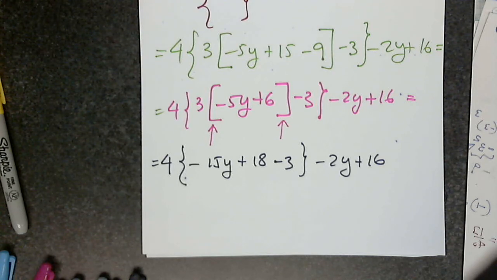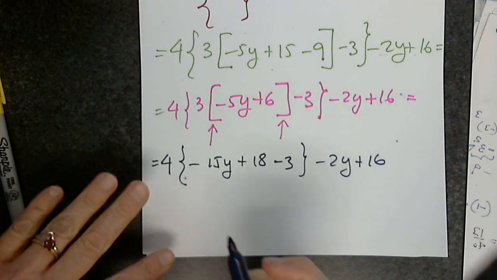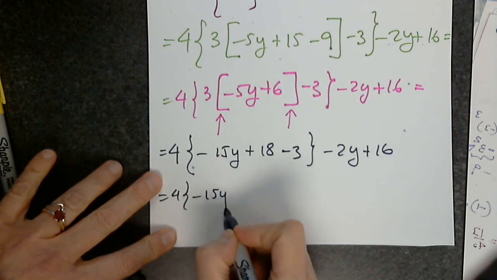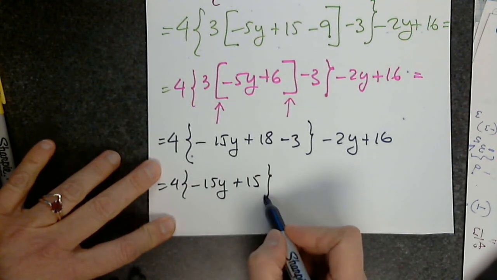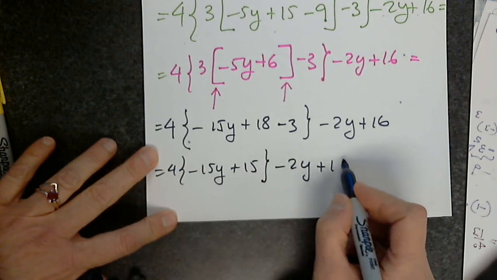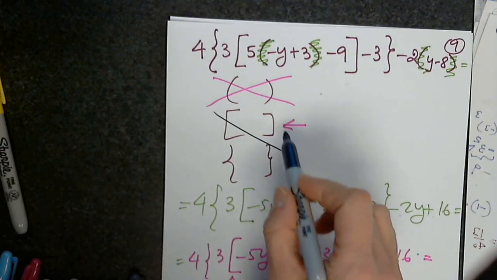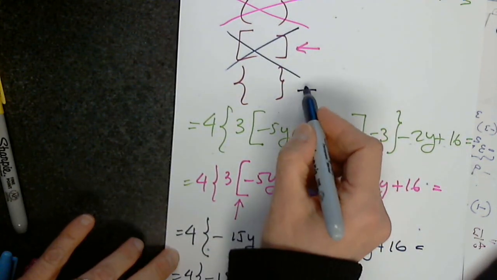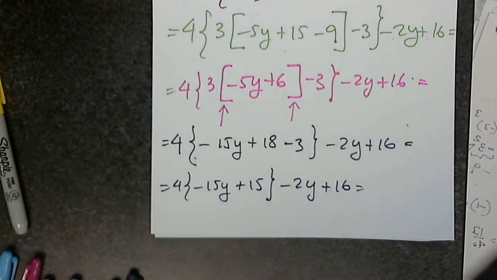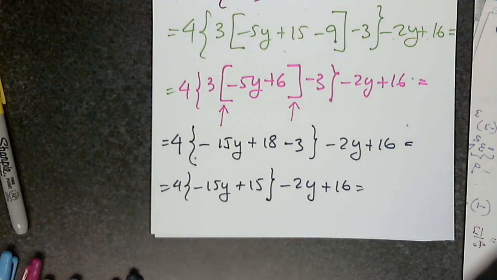Negative 15 plus 18. Yes, I can't touch this, but I have to simplify this by combining like terms. That's my next step. Slowly, so that this is 4, negative 15y plus 15, close the braces, minus 2y plus 16. I'm done with this now. And this is my final step before I combine like terms. What is the operation right here? Distribution. Right, it's multiplication, so I have to distribute, and these will go away.